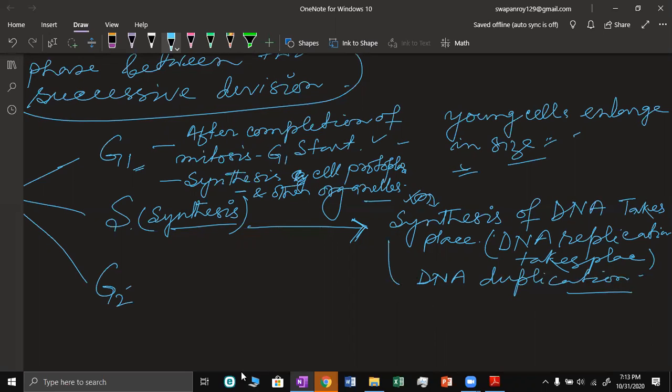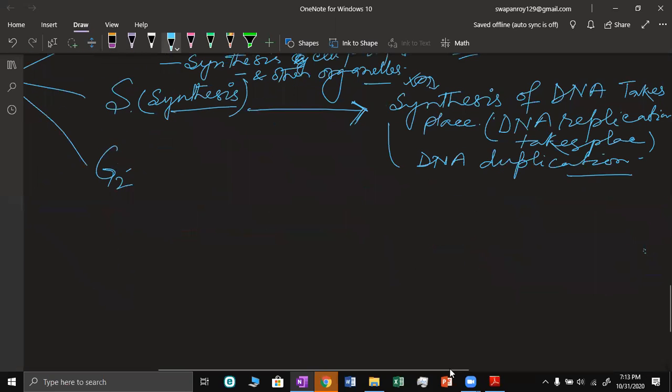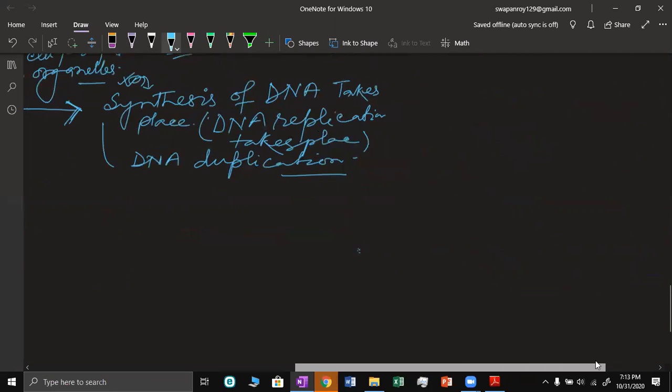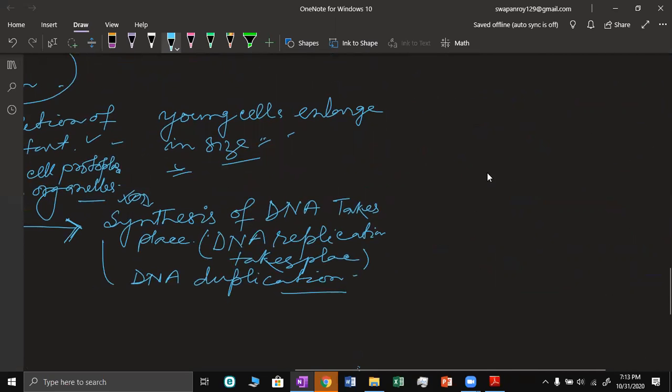Actually, when the DNA duplicates, one thing we should remember is that a cell of a particular species has a fixed number of chromosomes, a fixed chromosome number. All right.